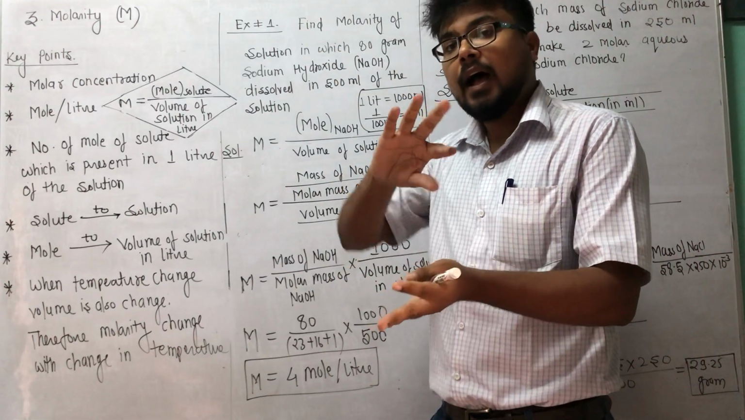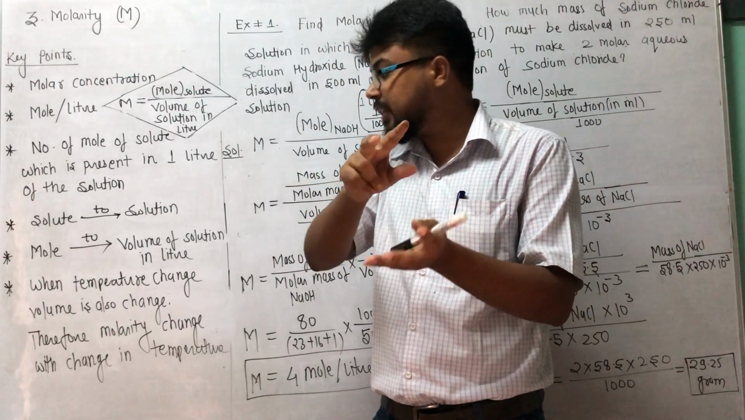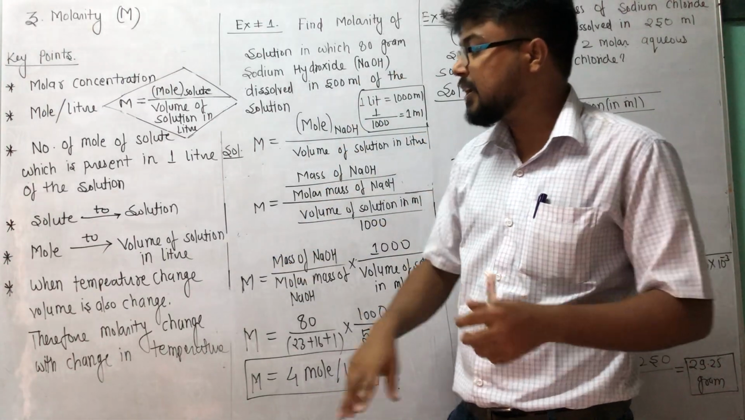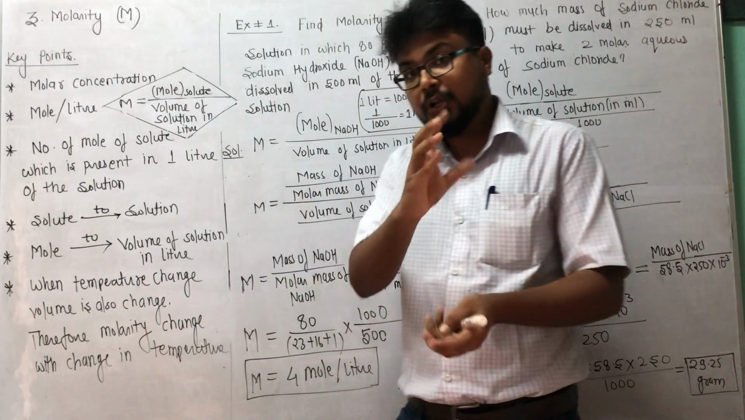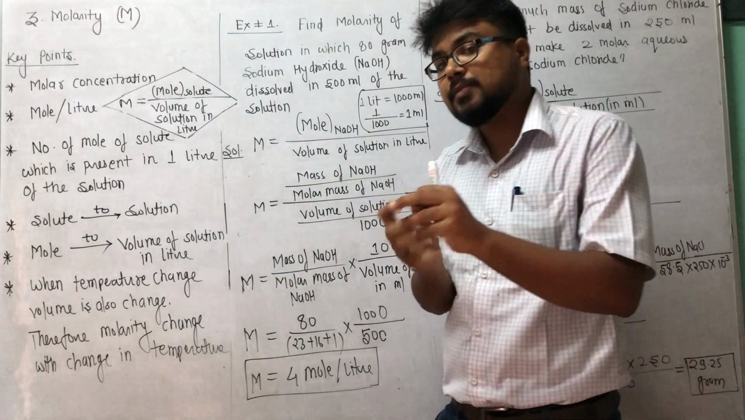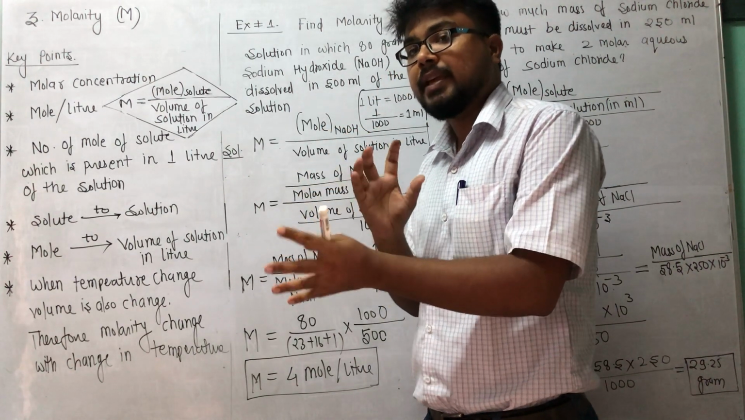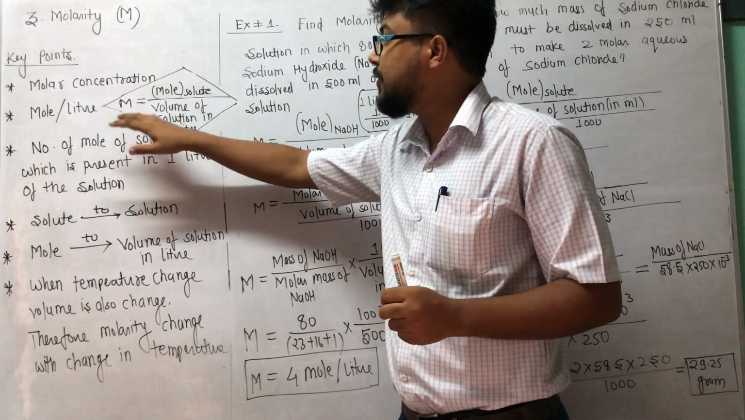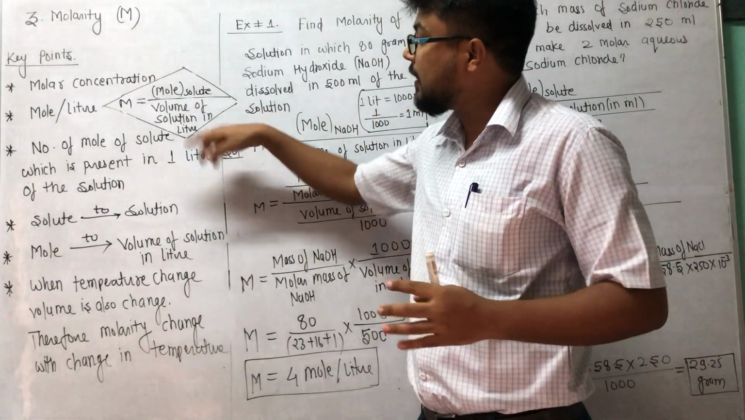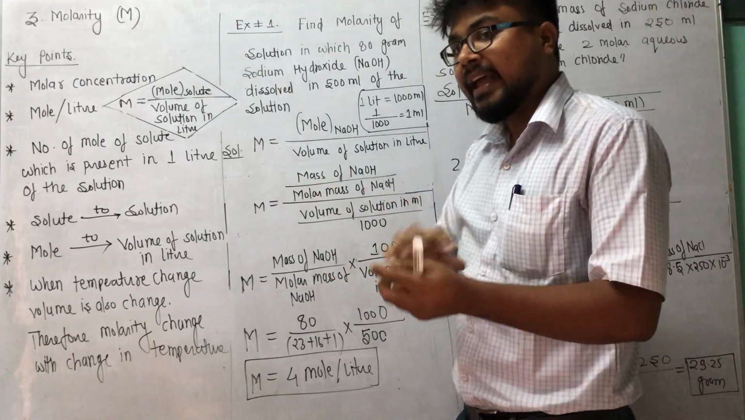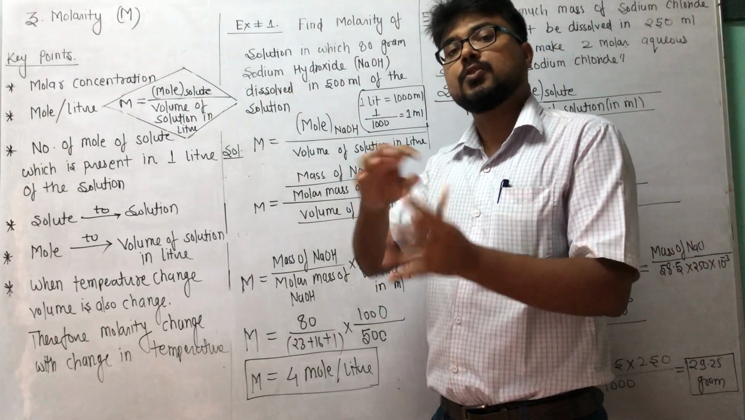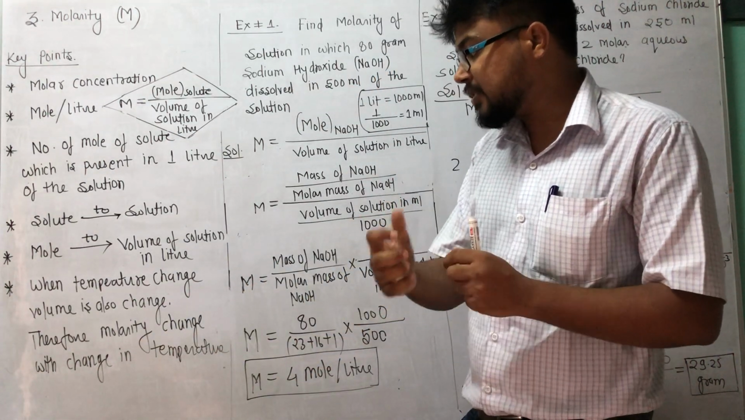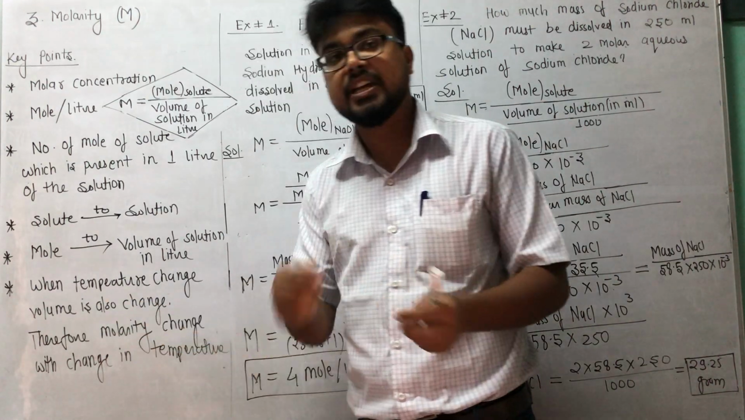Next, there is a relationship between mole and volume: moles of solute and volume of solution. Number 3, when temperature changes, volume also changes. For molarity, the volume of solution in liter is in the denominator, and above it is the moles of solute. So as the temperature changes, volume also changes. Therefore molarity depends on temperature, or molarity changes with change in temperature.